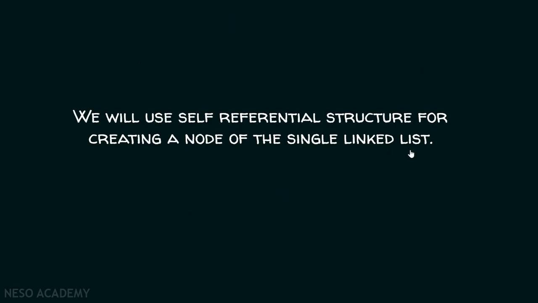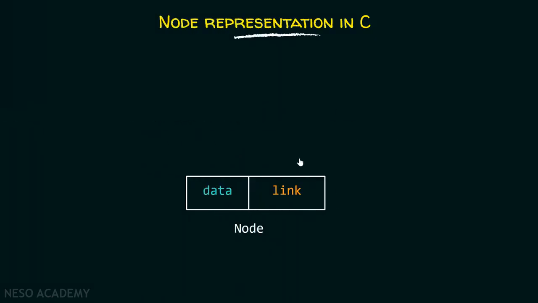So let's see how to create a node using self-referential structure. Here you can see this is the pictorial representation of a node, which consists of data as well as the link part. This is how a node of a single linked list looks like. Basically, a node is nothing but the combination of two different types, right? Now, if I ask you how to combine two different types into a single type, then immediately you will get the answer. We can use structure to combine two different types into a single type.